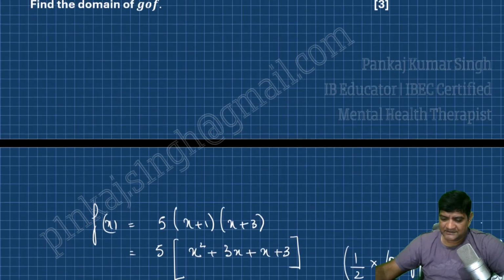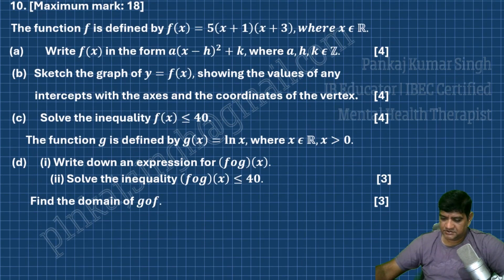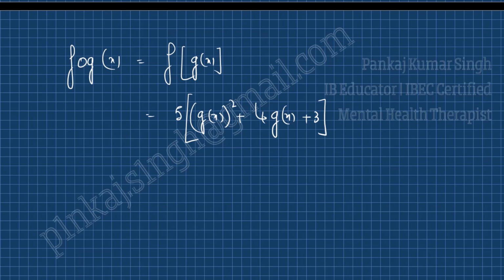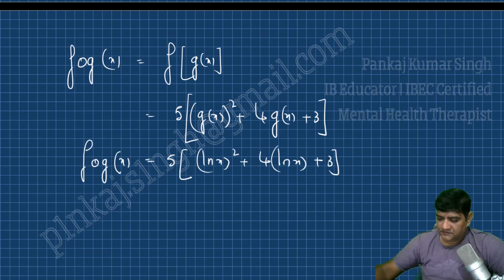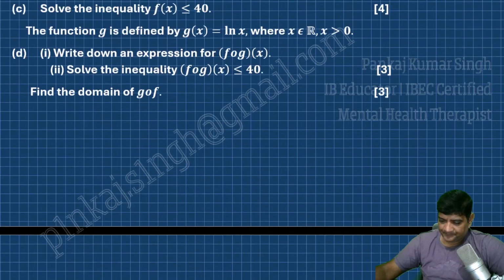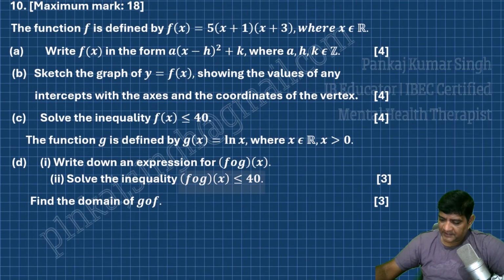Let's now look at part D. So we have f of g of x. So that's going to be your f of g of x. Let's see what he's asking for. And then he wants us to solve the inequality less than 40. Well, we have already solved this inequality, so we can probably make use of that.